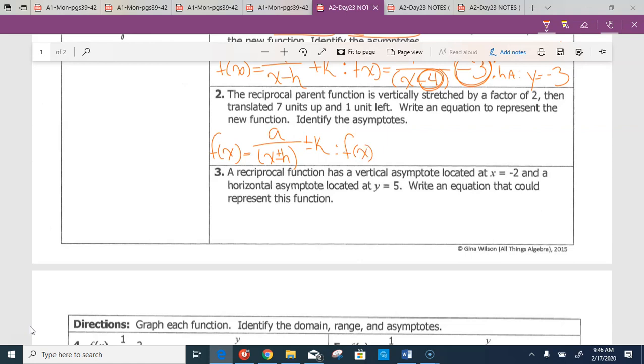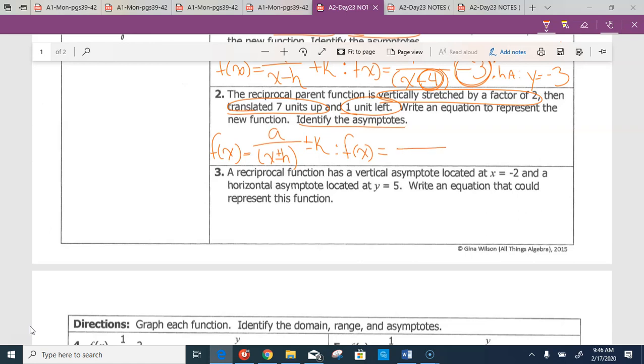The reciprocal parent function is vertically stretched by a factor of 2. Okay. Then translated 7 units up and 1 unit left. So I'm going to have at least 3 different numbers plugged into this equation. Write an equation to represent the new function and also identify the asymptotes.